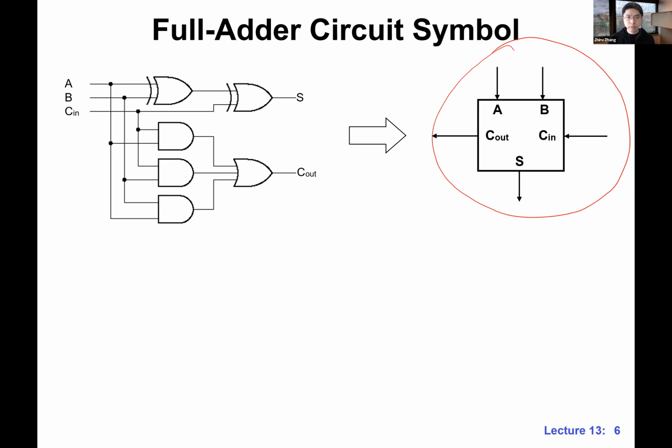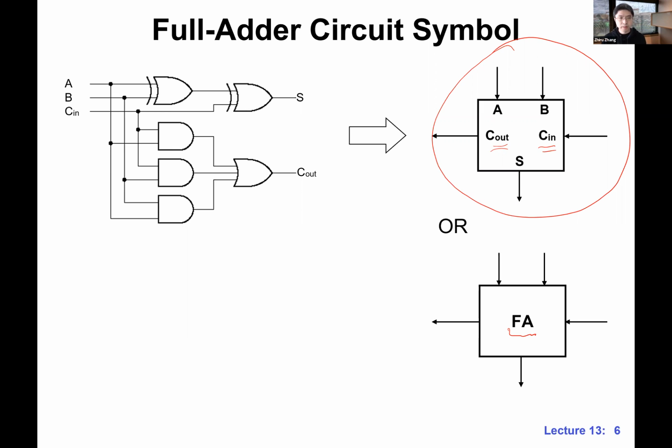Since we usually add from the right to the left, that's where the carry flows from the right to the left. So this is a convention that we're going to use. The inputs are coming from the top, and the sum is going out at the bottom. This is the notation and convention that we're going to assume. And later on, if you want to further abstract away some of the details, like the input, carry in, and carry out, we are going to use an even simpler symbol like this. We just call it FA, meaning full adder.